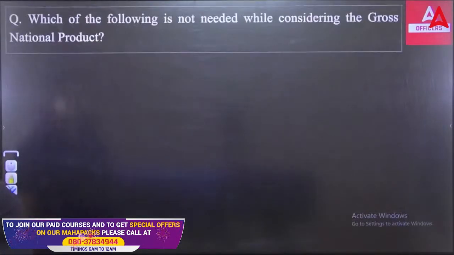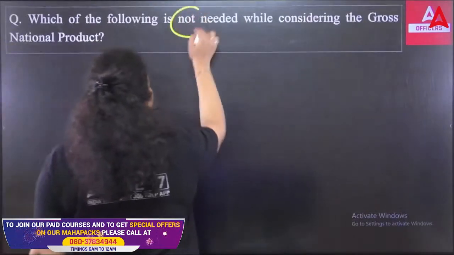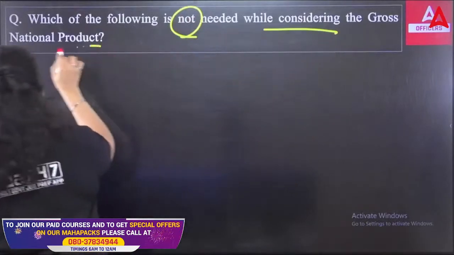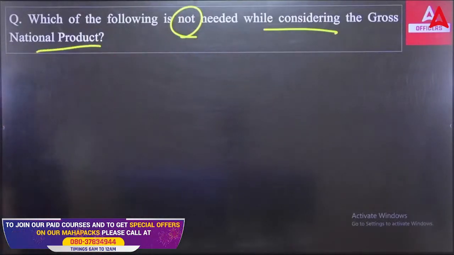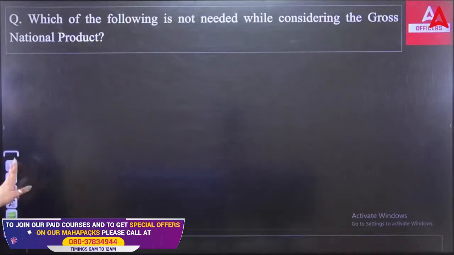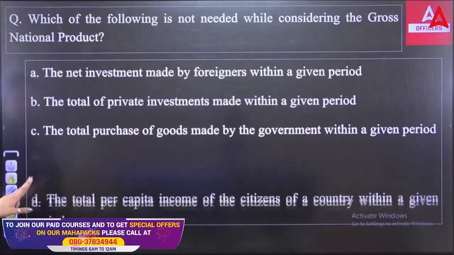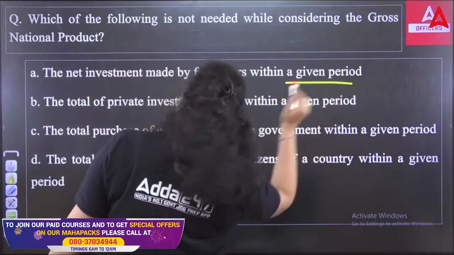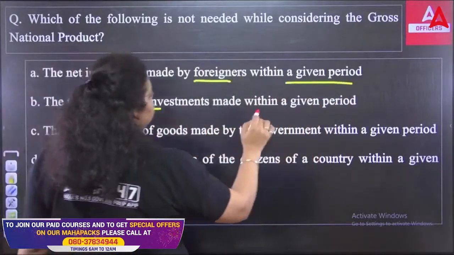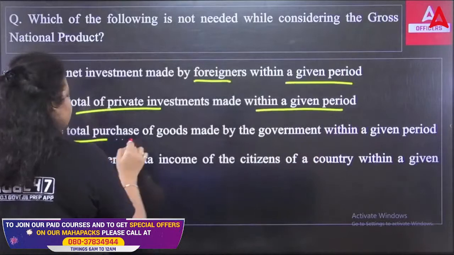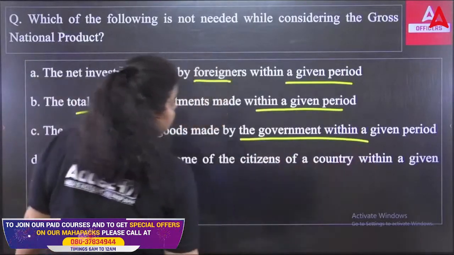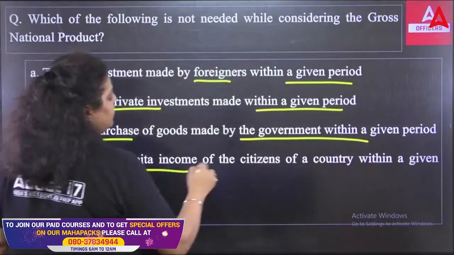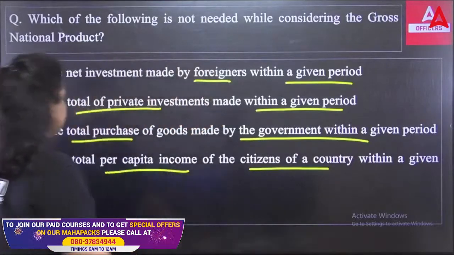Now, which of the following is not needed while considering the gross national product? When you are talking about gross national product, which of the following will not be needed? First, the net investment made by foreigners within a given period; the total private investment made within a given period; the total purchase of goods made by the government within a given period; the total per capita income of a citizen of a country within a given period.